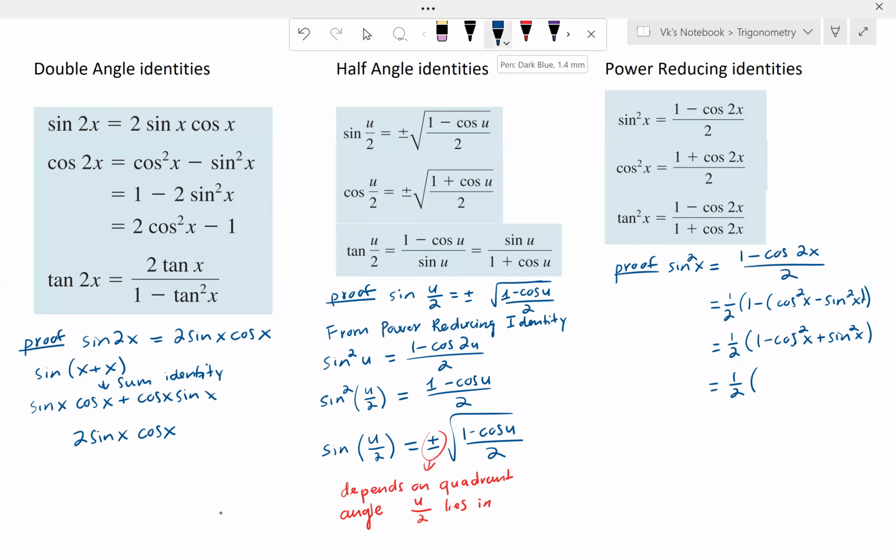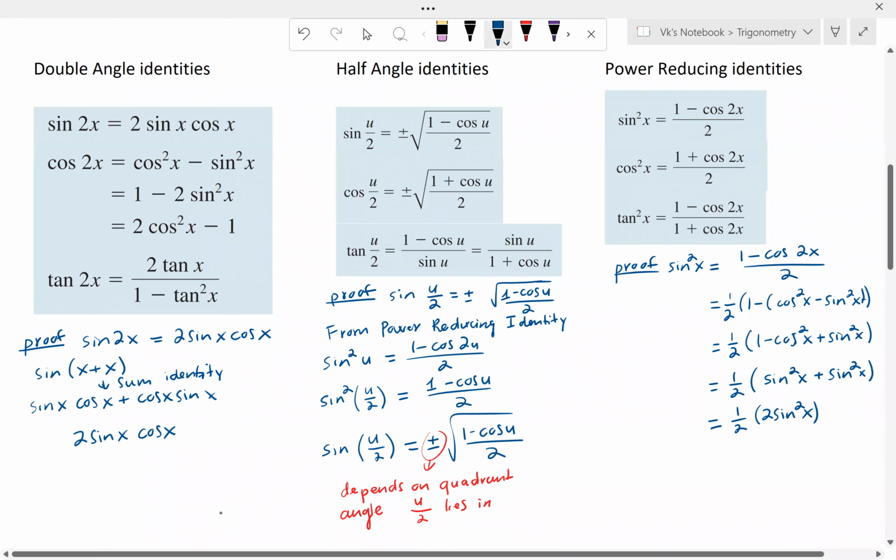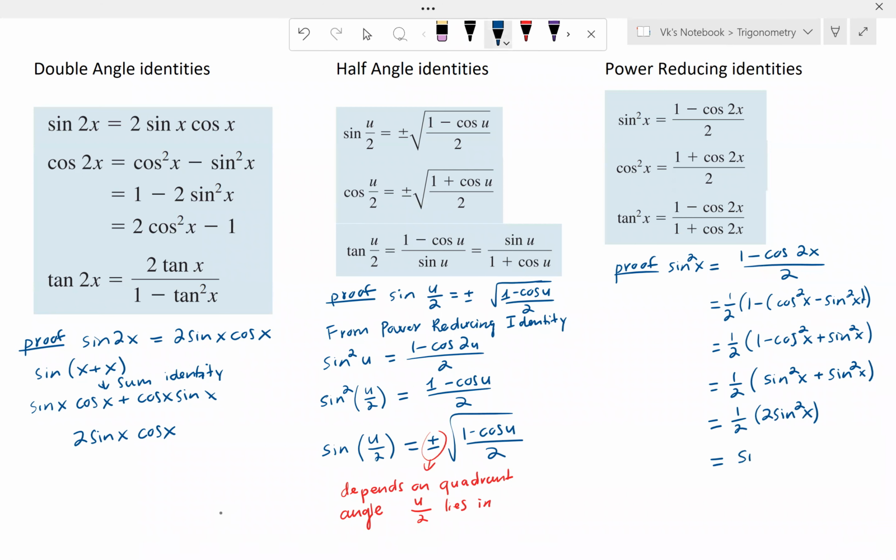Half of sine square plus sine square. And we have half of 2 sine square, which is sine square. That's it. We just proved the identity. Pretty amazing. Right? It will be more amazing if we can apply this identity. Let's take a look at some applications.